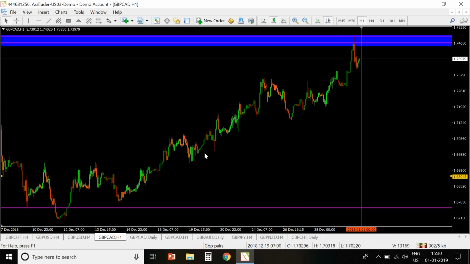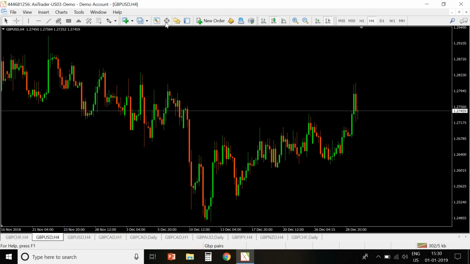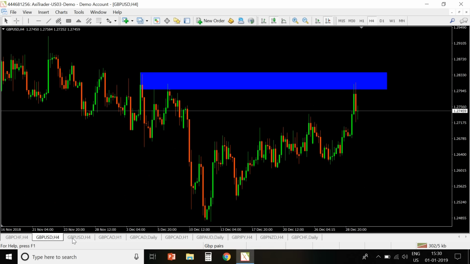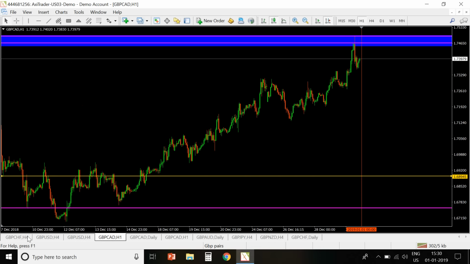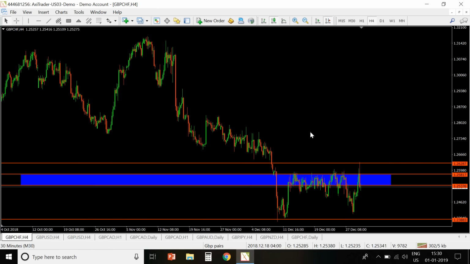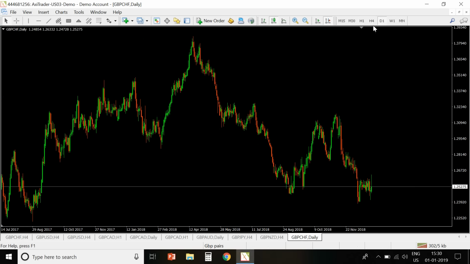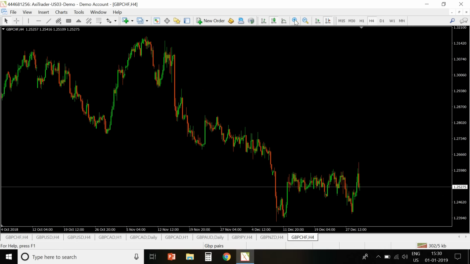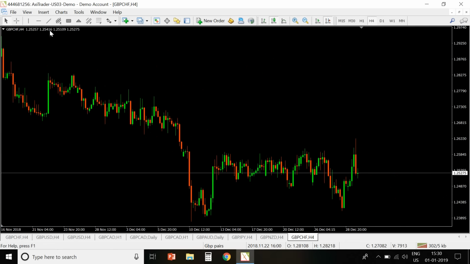See here, same in GBP JPY. There is also one more sell area. It's all coming together. I hope you can get my point actually. There is a sell order here. There is a selling pattern here in the same pair actually. See GBP USD, GBP CAD. Let me check GBP CHF. Showing this. See, almost the same.